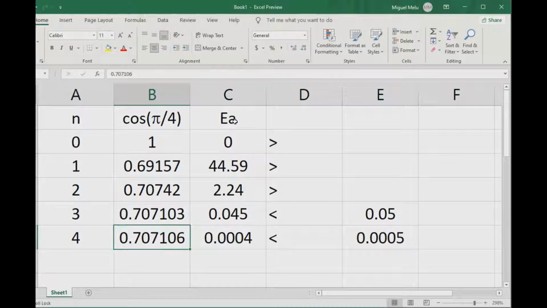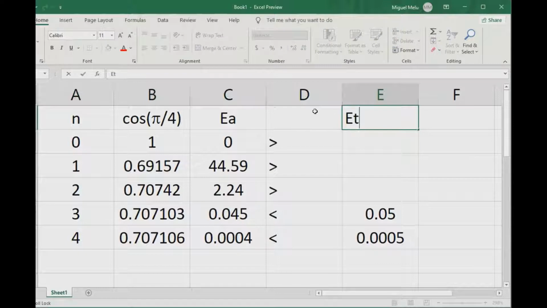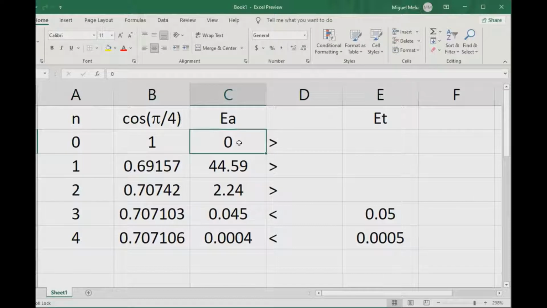And then here, E sub a, as I said before, will never stop until E sub a is less than E sub t. Let us take into account the third. But before everything proceeds, let me first show you how we got this 0.05 and 0.0005.